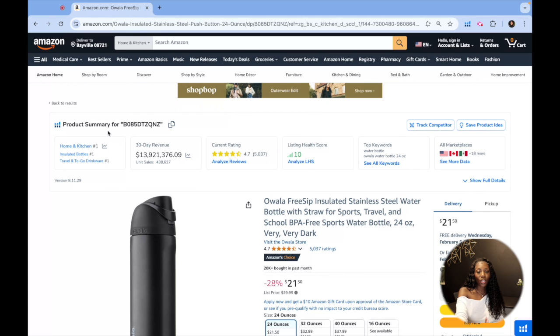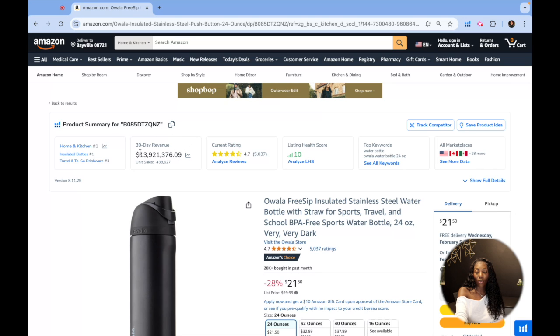So it's showing you the categories and how it compares to the other sellers by showing you the BSR, or best sellers rank, which is this number right here. The 30-day revenue, very important. And then also underneath it says the unit sales. So how many units of this product they've sold in the last month. 438,627 units. That's a lot of product. Oh my gosh. I can't even imagine.